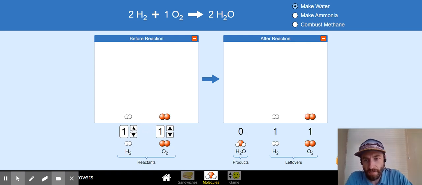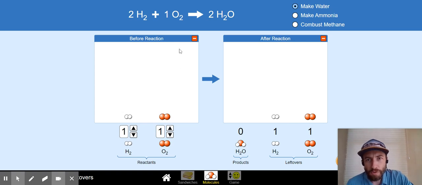Now, what happens if I don't have enough hydrogen gas? Let's say I only have 1 molecule of hydrogen gas and 1 molecule of oxygen gas. Well, there's no reaction that takes place. And so as a chemist, we would write no reaction. And these are our leftover products, a couple atoms of oxygen and a couple atoms of hydrogen and a couple atoms of oxygen.